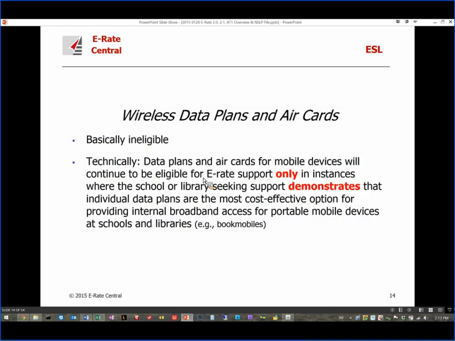Wireless data plans and air cards are basically deemed ineligible. There's been much discussion back and forth with the cell phone vendors, particularly on cost allocation of data versus the portion that's voice. I think most people are struggling to get that information, and I'm not sure what the people on the call have experienced.